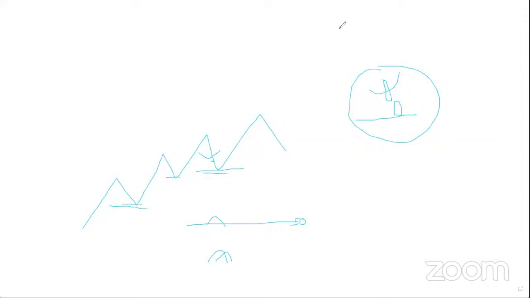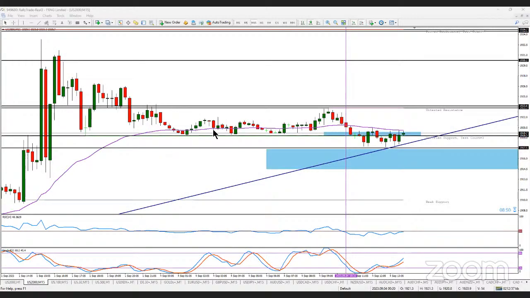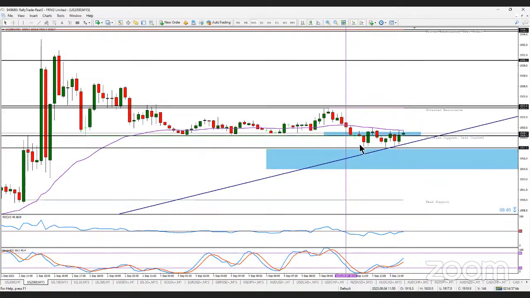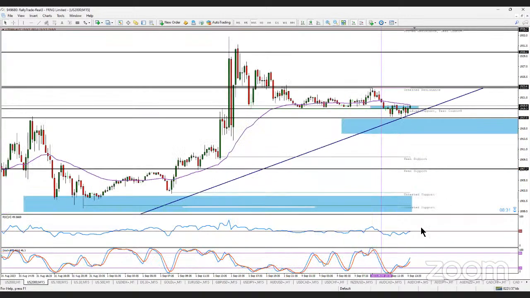I hope you are following. So basically, for somebody like me, I like to buy from a support area. If you see, you can see that there have been multiple rejections here. Let's go to 15 minutes. That's rejected multiple times. Some of us can wait for this candle to close above this moving average. And when that happens, you will see that this RSI will go above 50.